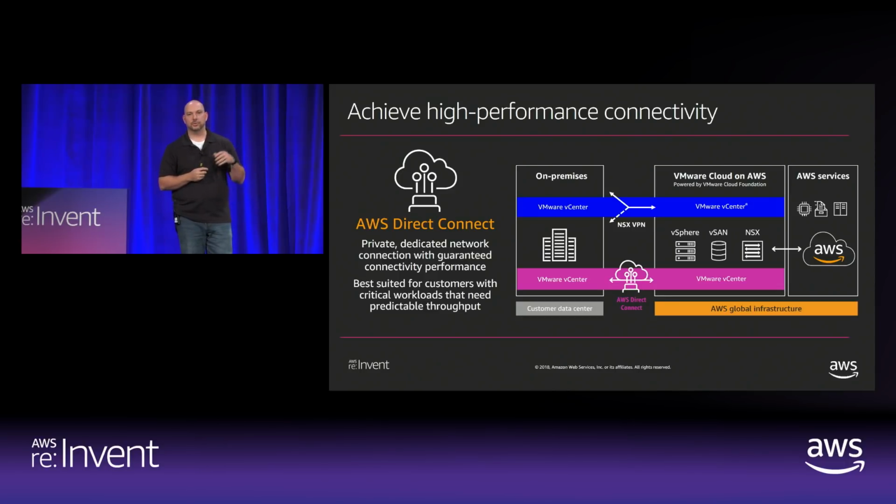So what this allows you to do is from your on-prem environment, across a Direct Connect, you can access these vSphere logical networks directly. So if you're using Direct Connect, you do not have to build a VPN tunnel to be able to access those resources.